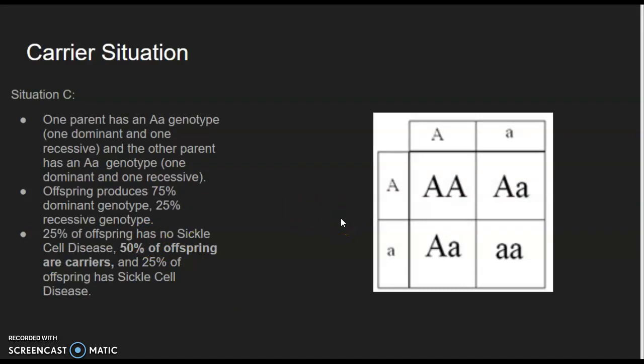Carrier situation C. One parent has a large A, small a genotype, one dominant and one recessive, and the other parent has a large A, small a genotype, one dominant and one recessive. Offspring produces 75% dominant genotype, 25% recessive genotype. 25% of the offspring has no sickle cell disease. 50% of offspring are carriers, and 25% of offspring has sickle cell disease.